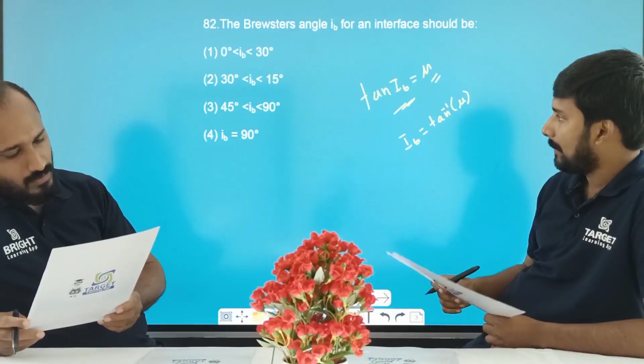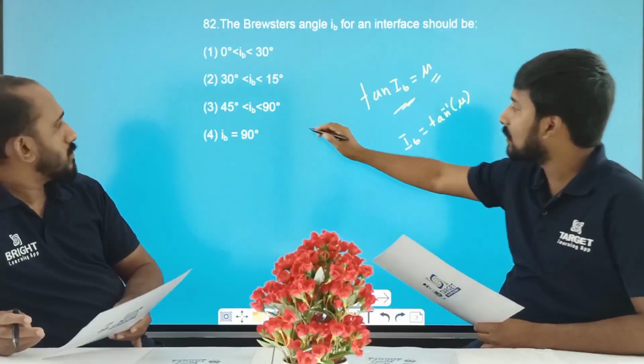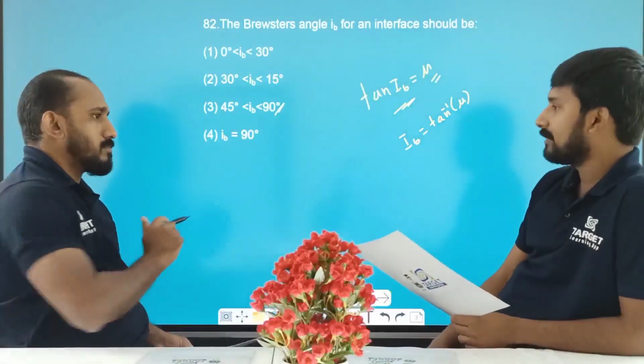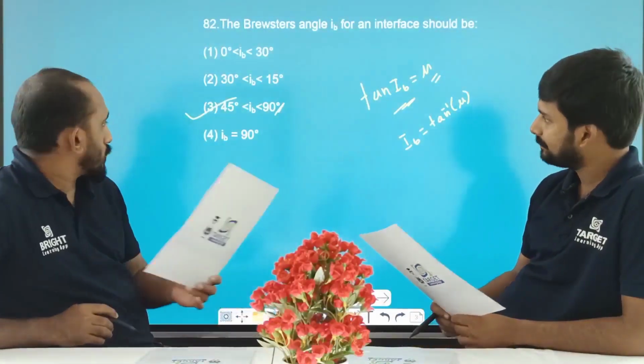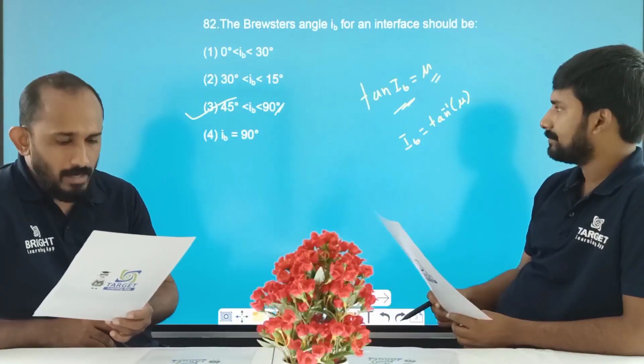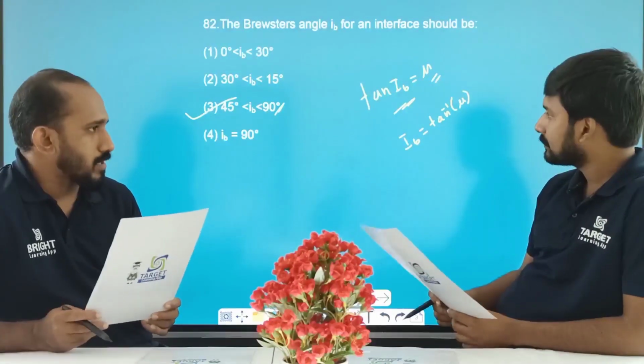Above 45, only one option is there. The value 90 is also not taken, because infinity will come. So the third is the answer: between 45 and 90 will be the value of IB, the Brewster's angle. It's a basic concept, simple. We can move to the next.